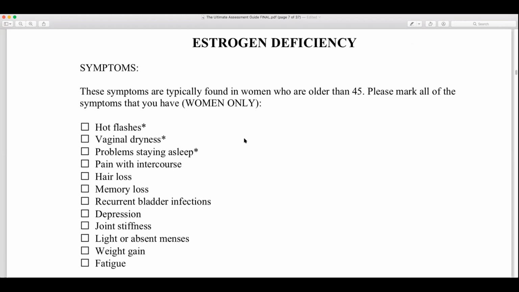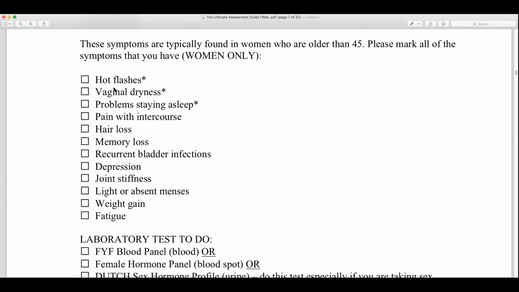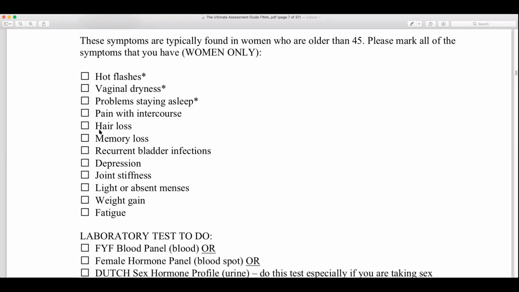But this is mainly found in women who are older than 45, moving into menopause. So please mark all of the symptoms that you have. So hot flashes, and once again, the asterisk is indicative of the major symptoms that are associated with this deficiency. So hot flashes, vaginal dryness, problems staying asleep, pain with intercourse, and that's usually due to vaginal dryness, hair loss, and this is, if we're working on thyroid and people's hair loss is not improving, then we move on to working on estrogen deficiency.